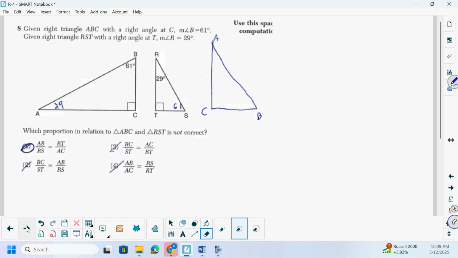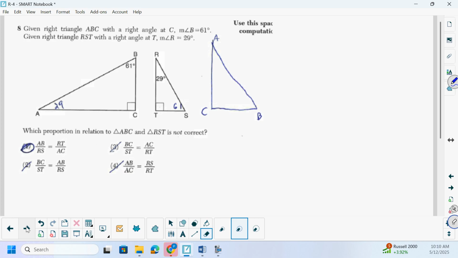Next one, I reoriented that first triangle so it matched up. So our missing angles we could find by subtracting from 180. So A was 29 and S was 61. That allowed me to know that when I rearranged it, the A should be up like the R and the S and the B should be over to the right like S.